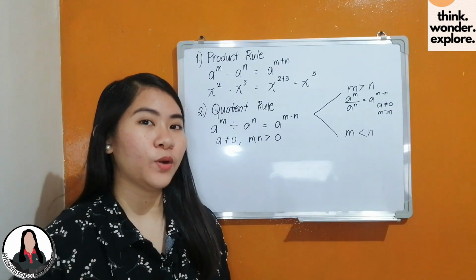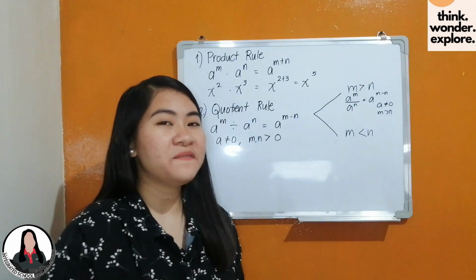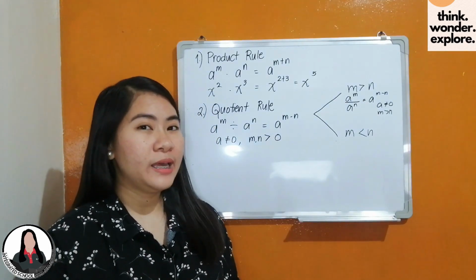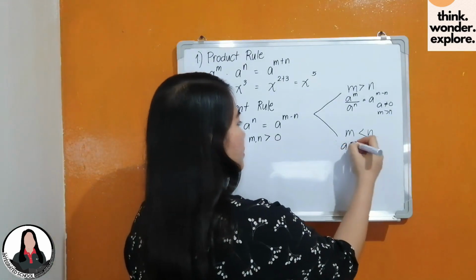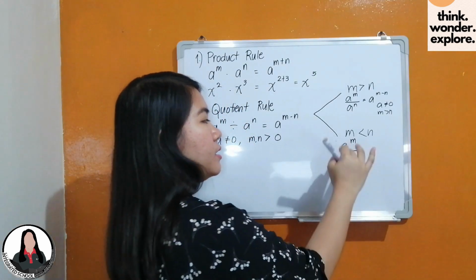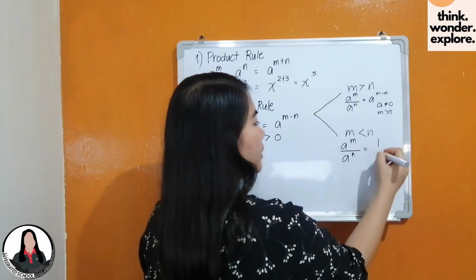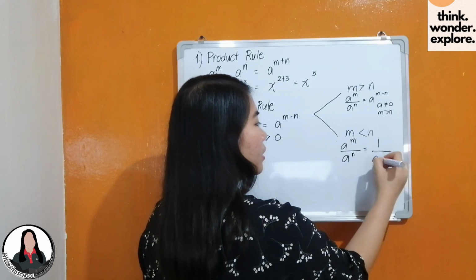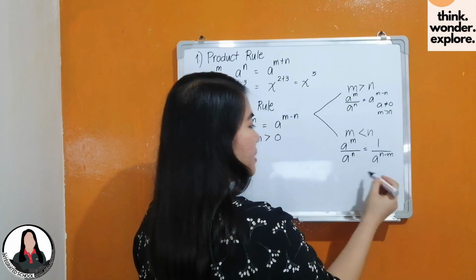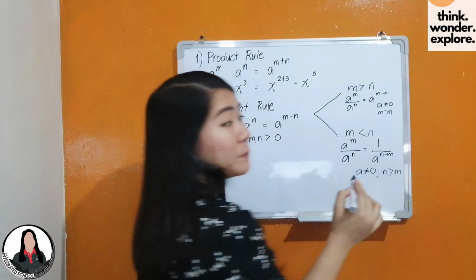When the exponent of the denominator is greater than the exponent of the numerator, we just have to get the reciprocal of the common base to the positive difference of its exponents. In symbols, a raised to m over a raised to n. So kapag mas malaki ang exponent ng denominator kaysa sa exponent ng numerator, we just have to get the reciprocal of the common base and express it as n minus m, given that a is not equal to 0 and n is greater than m.